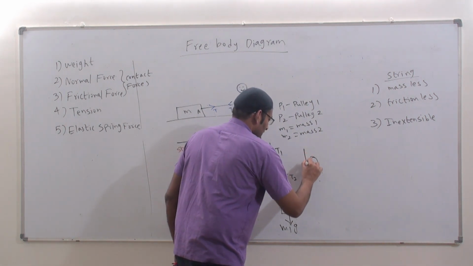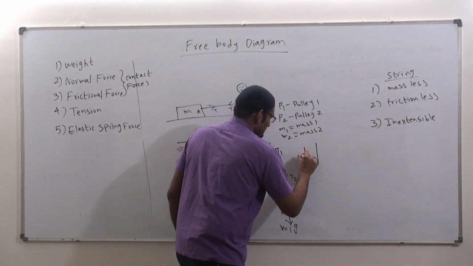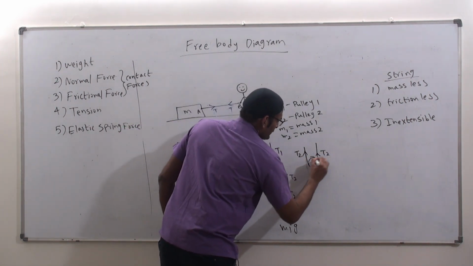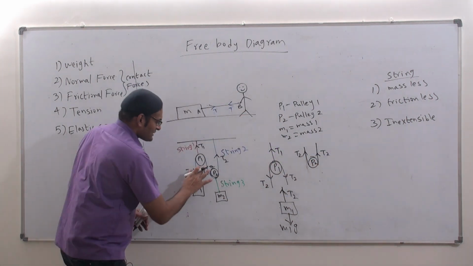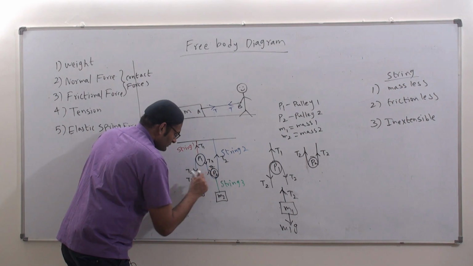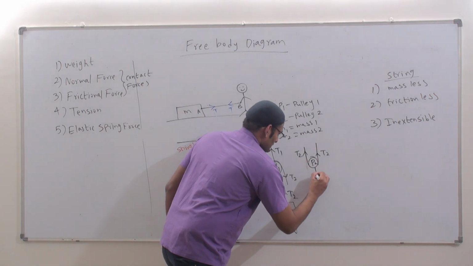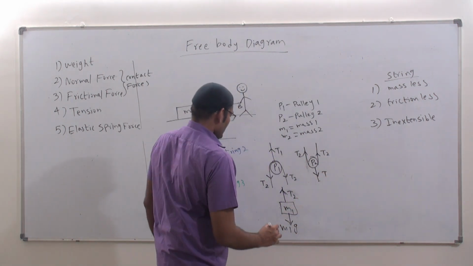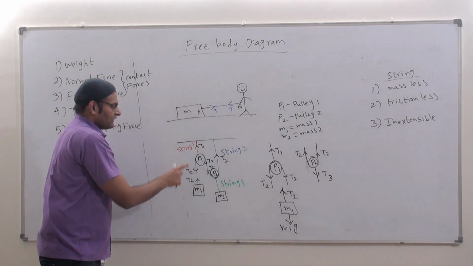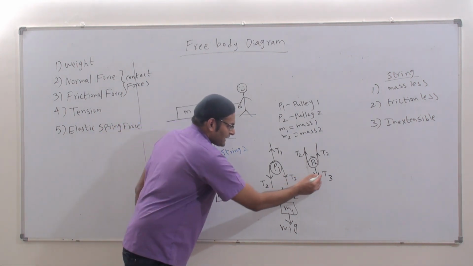P2. So how is it? It's something like this. So this is T2. This is T2. You can see the tension goes away. For pulley 2, the tensions are T2, T2. So here this is T3. Now you can see T1 is the tension for string 1, T2 is the tension I am indicating for string 2, and for the third string I am using T3.